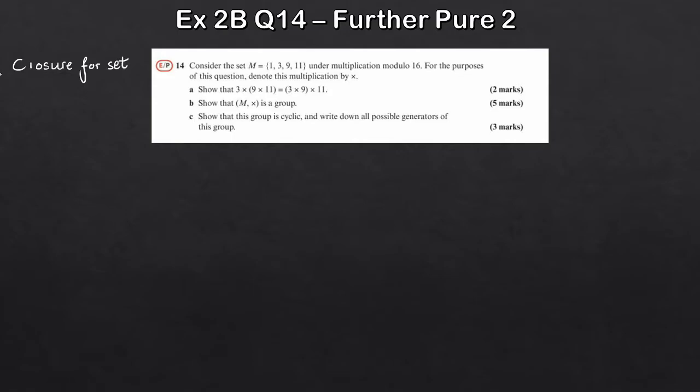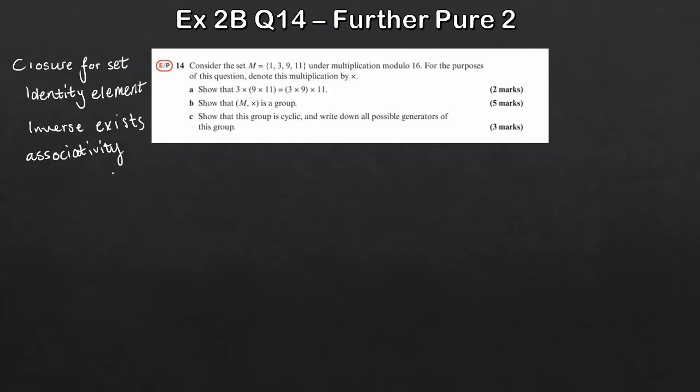We need to satisfy that there is an identity element. We need to show that each element has an inverse, so inverse exists. And then finally, we just need to show associativity. I hope that's how you spell it. I'm very bad at English, so associativity. Okay, so we've got to show these 4 conditions.